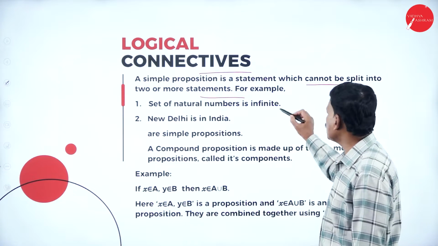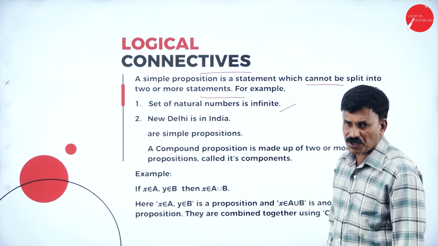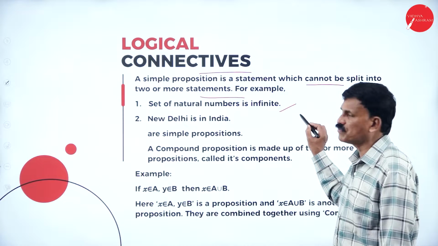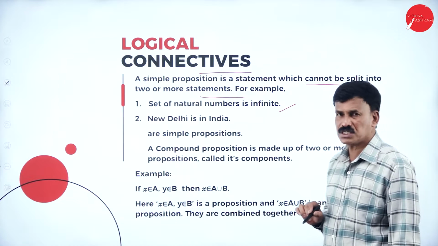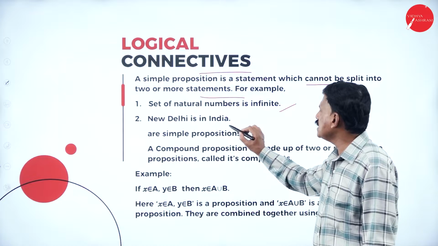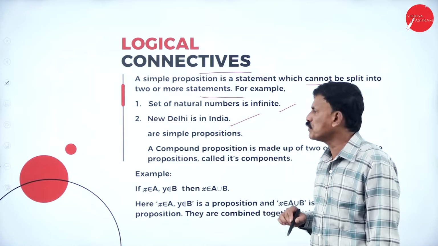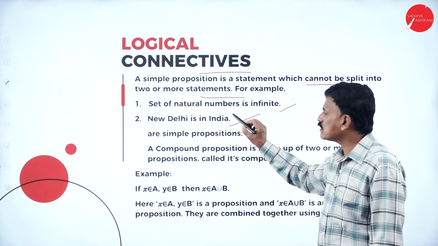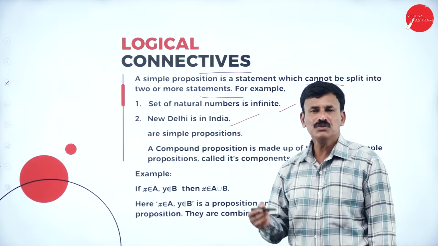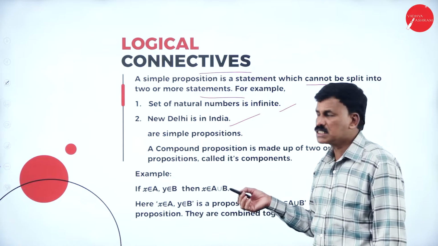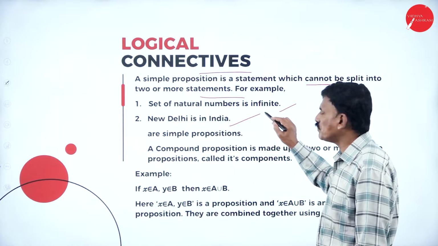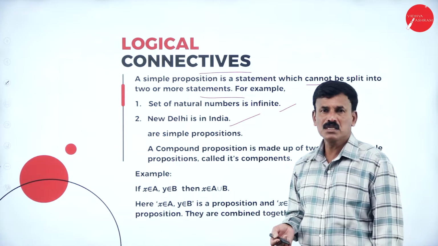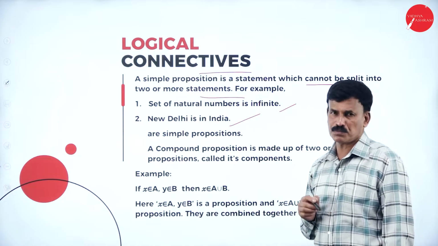For example, let us consider this. The set of natural numbers is infinite. You cannot split this. This is a simple proposition. New Delhi is in India. This is also a simple proposition. As examples of simple propositions, these statements cannot be split into two or three statements, because the set of natural numbers is infinite is itself a simple statement. New Delhi is in India is a simple statement. Such statements are called simple propositions.